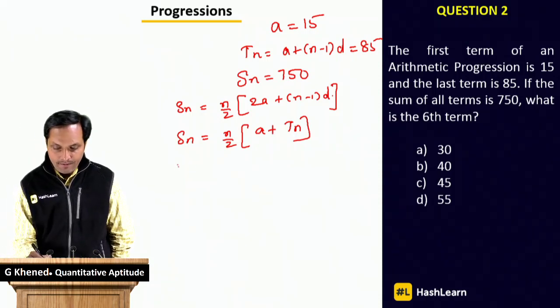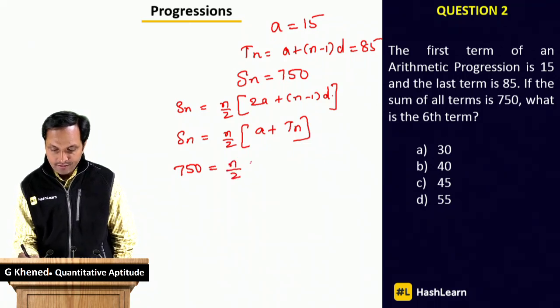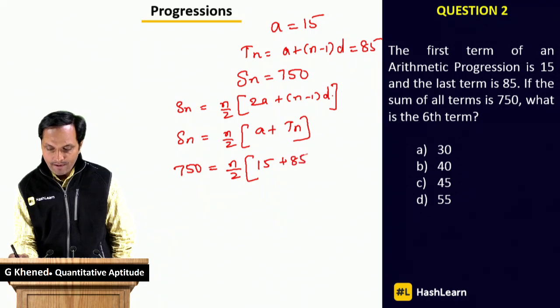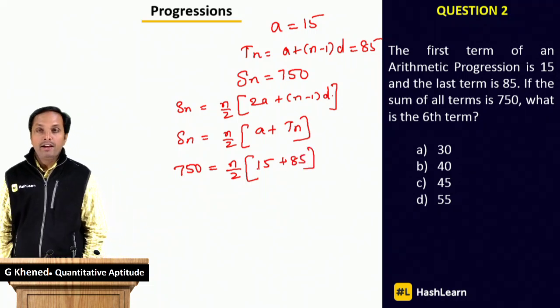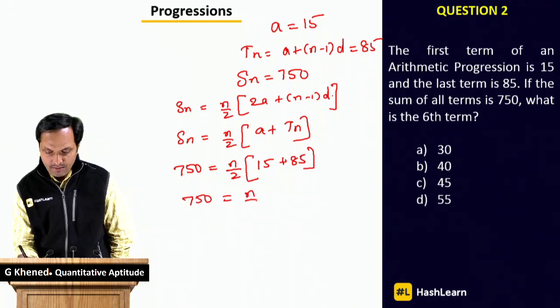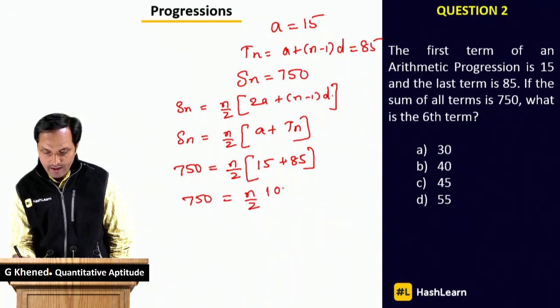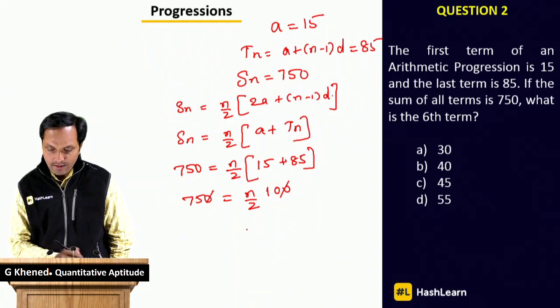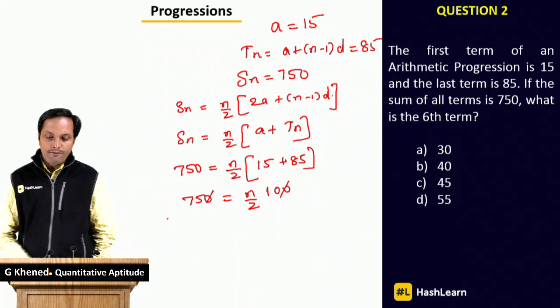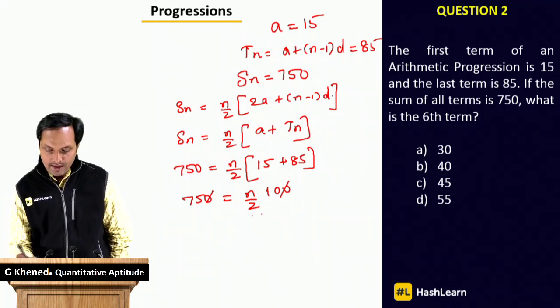So Sn is 750, n we need to find, a is 15, and the last term is 85. So what does that give you? 85 plus 15 is 100. 750 equals n by 2 into 100. You can cancel this with this, and you get 7.5 into 2, n is 15.